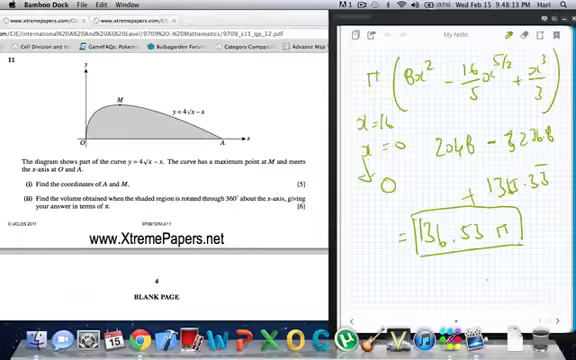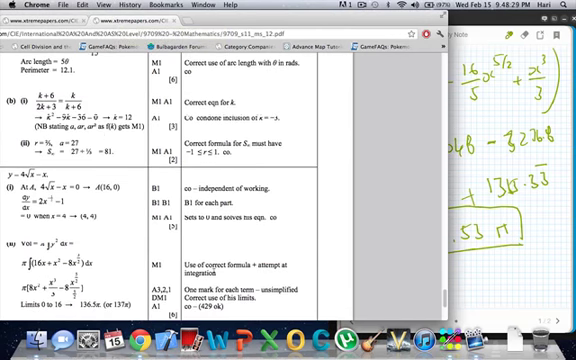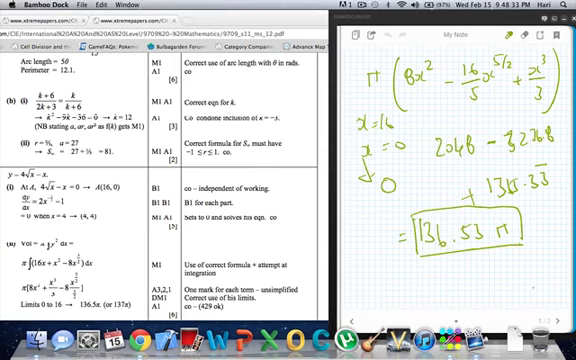So let's check our answer now. If we check our answer, we get 136.53 or 409.6 over 3 pi. So that's our final answer.